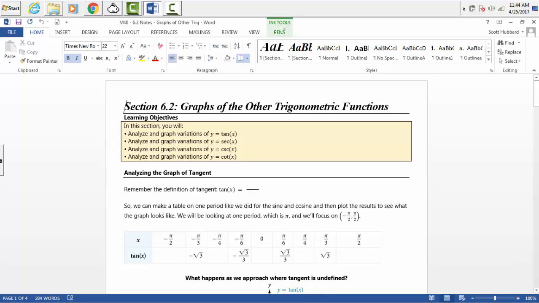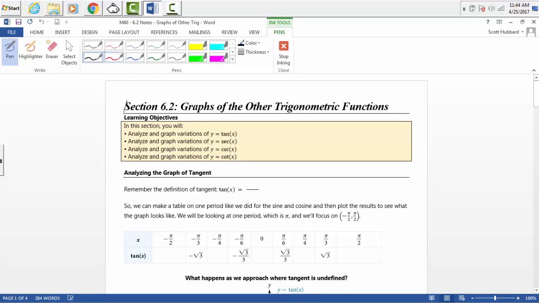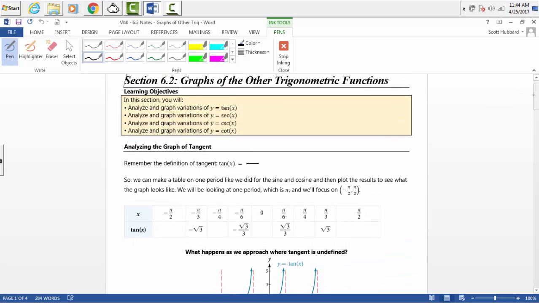Okay, hi class. So we're moving on to 6.2. Hopefully my computer troubles are going to go away, but we'll see.